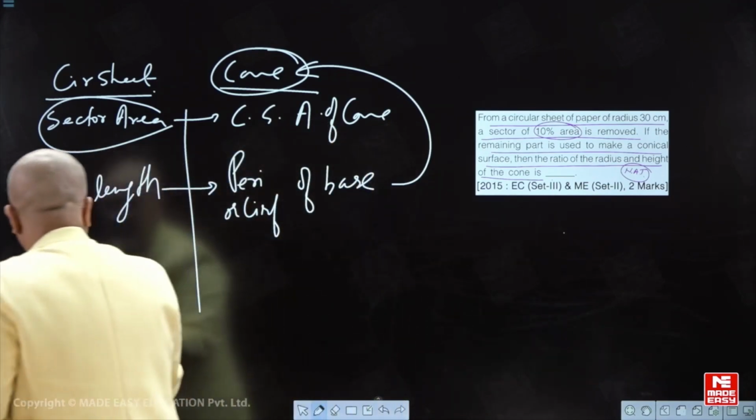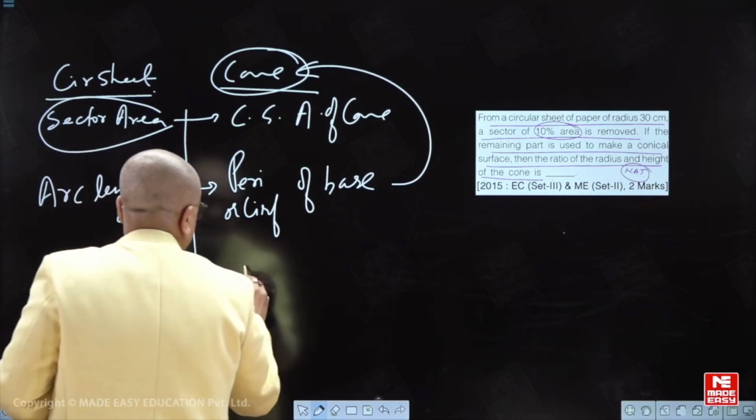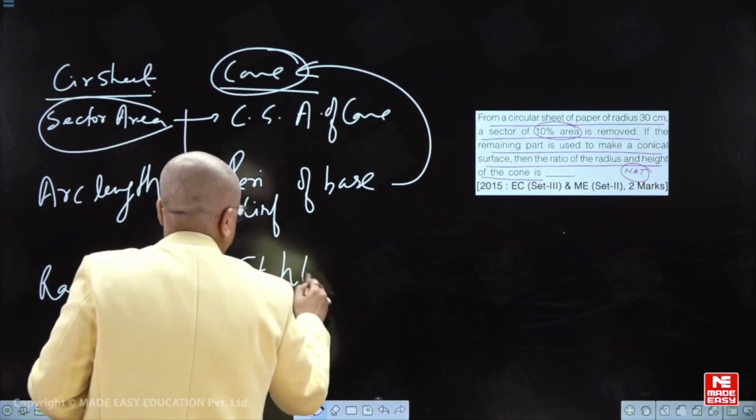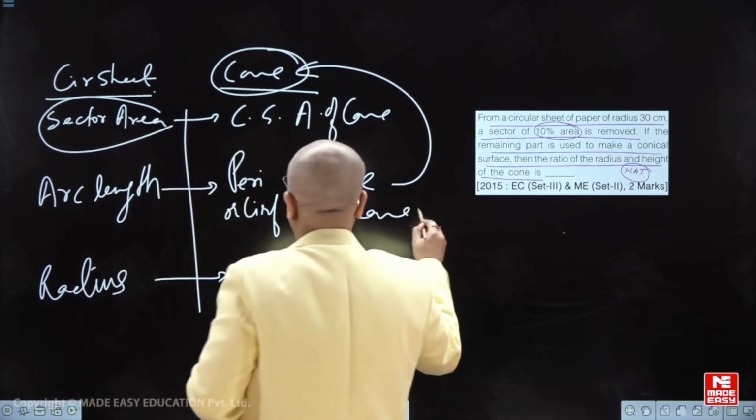So this will be the radius of the circular sheet. The radius of the circular sheet will make for the slant height of the cone. Slant height of the cone, right? So we have got all three parameters.